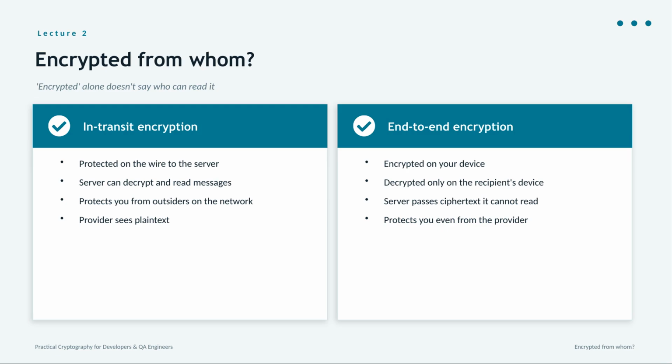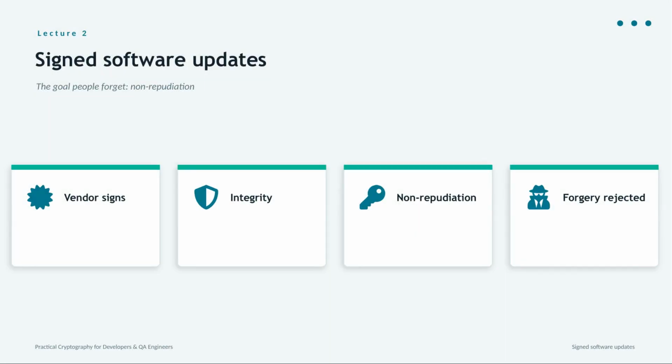So when someone says it's encrypted, the real question is, encrypted from who? In transit protects you from outsiders on the network, while end-to-end protects you from even the people running the service. Now let's move on to software updates, which is one of the goals that people forget.